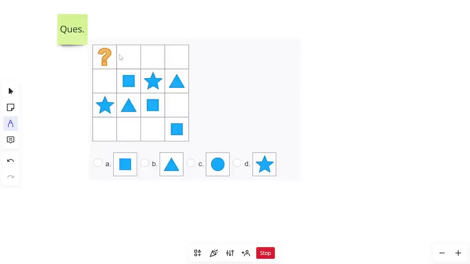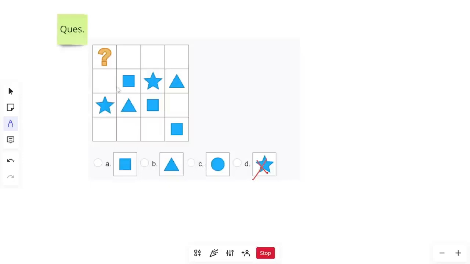Let's look at this question. In this question we have question mark at the first cell, okay, which is in first row and first column. Let's see which symbol can come here. Obviously star cannot come because star is in the same column, so we will eliminate star. Then we will see what are the other options.